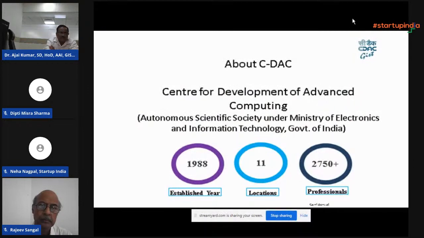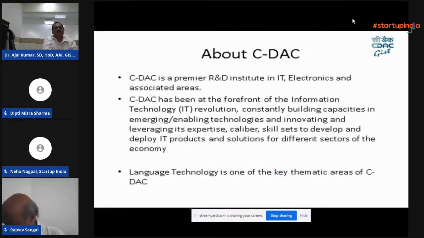So just a quick 2 or 3 slides about what CDAC is. As most of us know, but some of the startups watching this video or attending this seminar might not be aware of it. CDAC is a scientific society under the Ministry of IT. We were established in 1998, across 11 locations across India, and we have around 2,750 plus professionals across India.